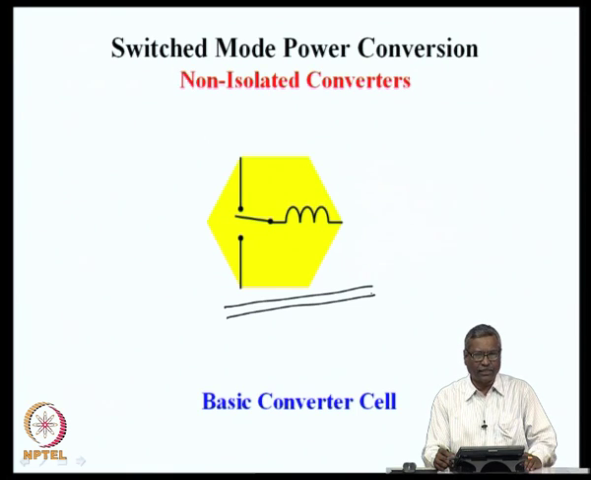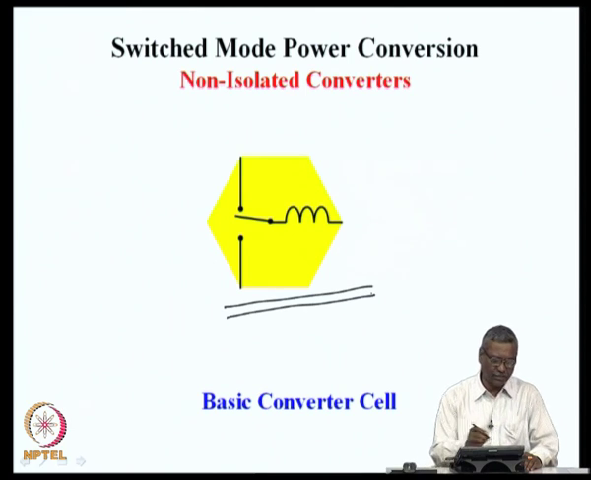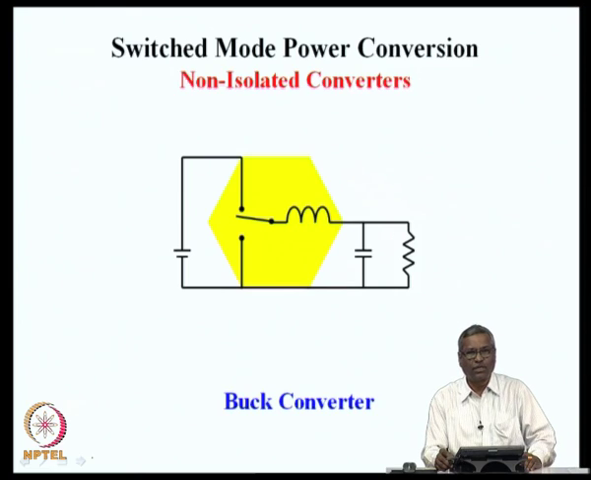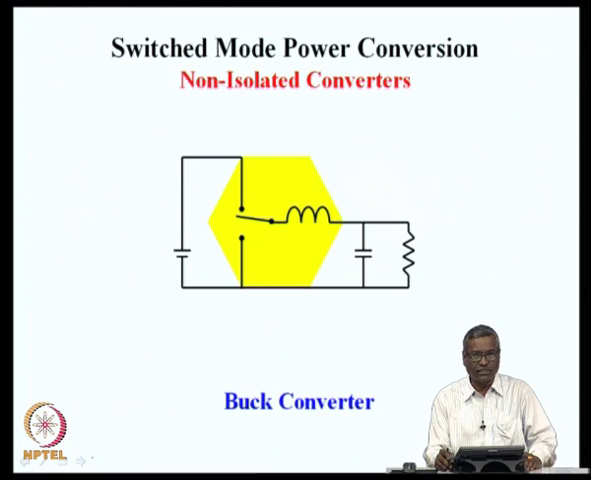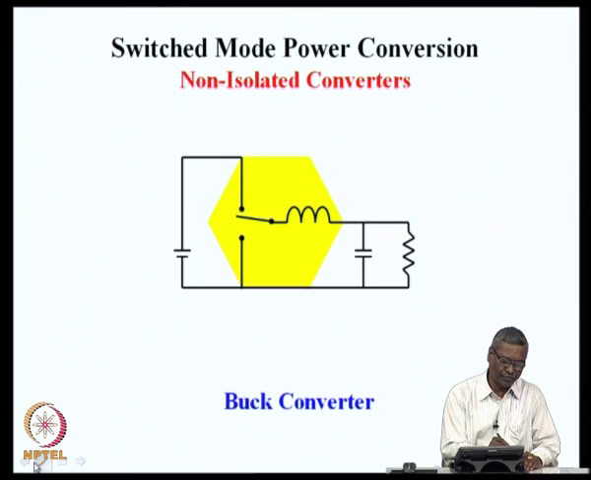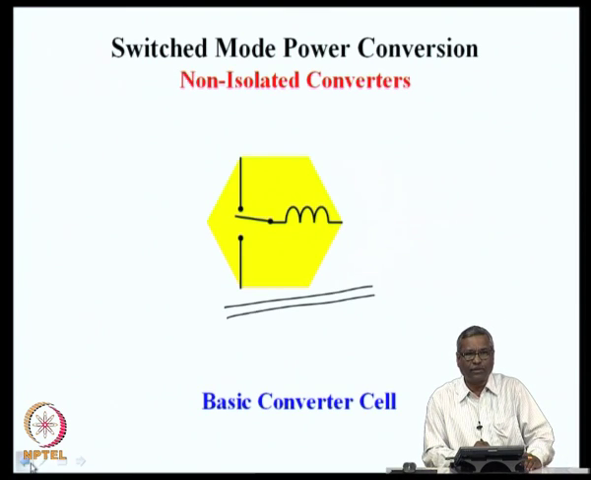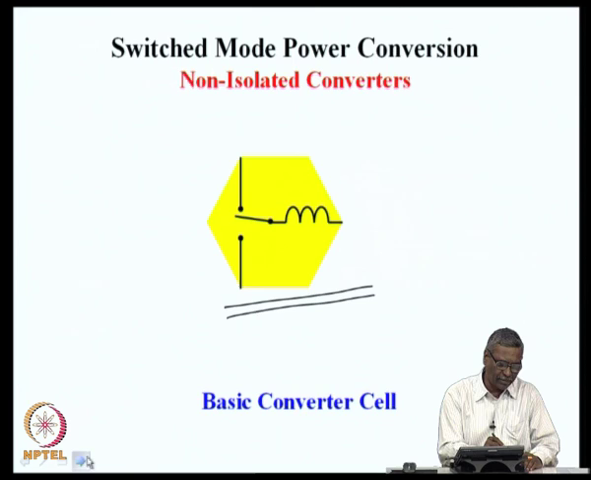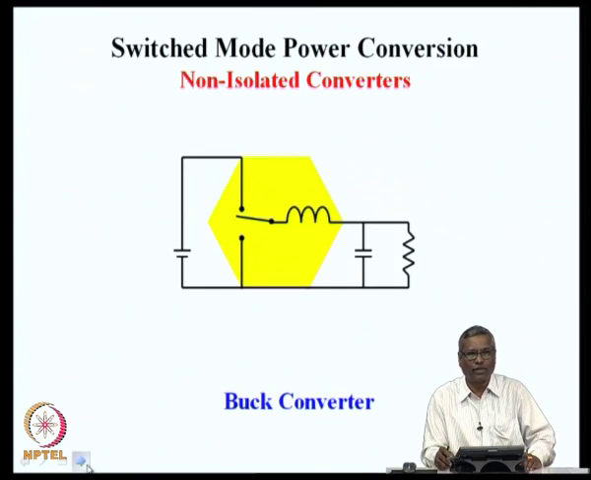And we had seen in the earlier lecture how this power converter cell is connected with a source and a load, a source consisting of a DC voltage and a load consisting of a resistive load, which is supported by a capacitor to filter out the switching frequency ripple current and ripple voltage. The single cell which we had seen in the previous slide, which we called a basic converter cell, can be connected with a source and a load as a buck converter.